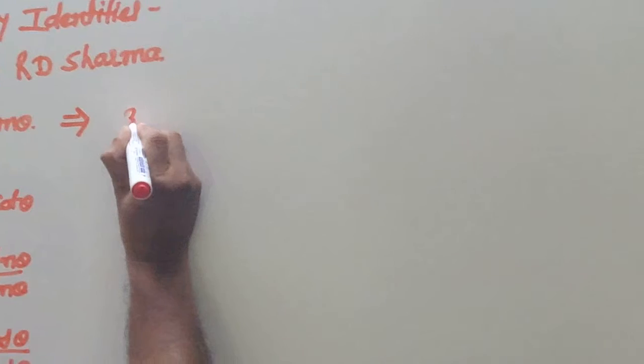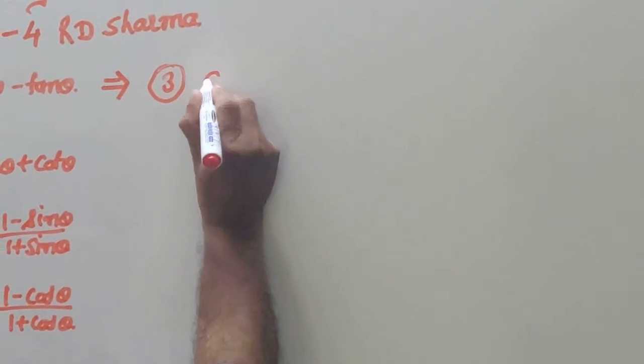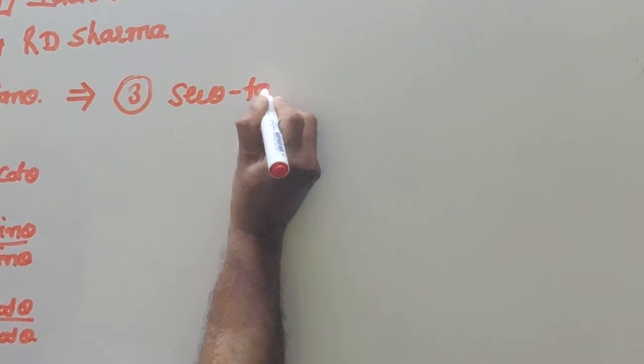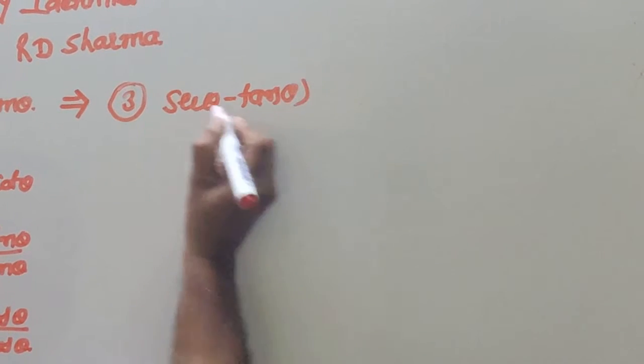Now we are going to solve the third problem. The third problem is given: sec theta minus tan theta the whole square.